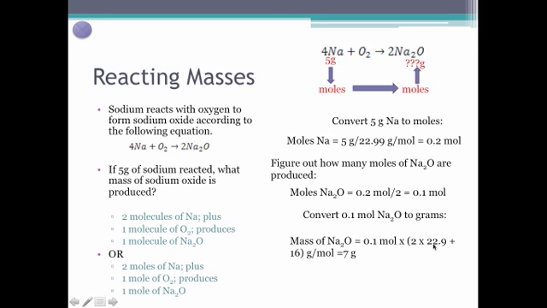It's going to be 2 times 22.9, because that's the molar mass of sodium, and I have 2 of them in this formula, plus 16 grams per mole of oxygen, because I've only got 1 oxygen there. I don't have to multiply it by anything else. So when you calculate all that out, it comes out to be 7 grams. So that's your answer. If I start with 5 grams of sodium, I'm actually going to end up with 7 grams of sodium oxide.